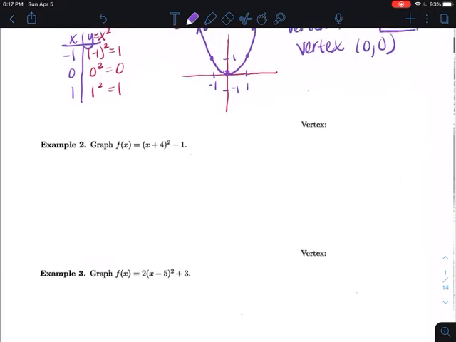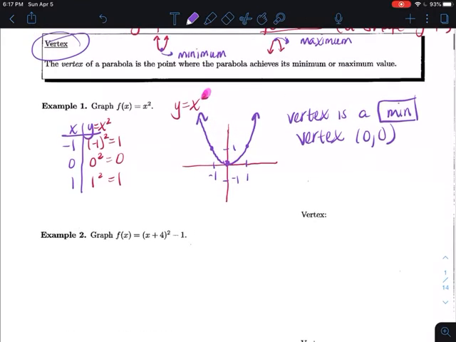But let's talk about this a value. If you notice in this example 2, you have this x plus 4 squared minus 1. Let's talk about the number in front of the parentheses. When you graph a quadratic in vertex form, it's going to look like this: y equals a, x minus h squared plus k. So x minus h is in parentheses squared, plus k. And we're going to be focusing on this a value. This a value tells you whether the graph opens up or down.